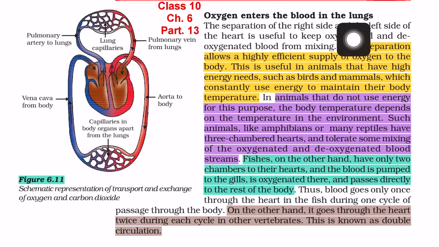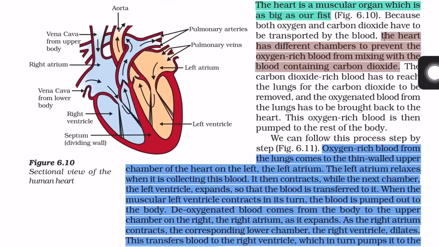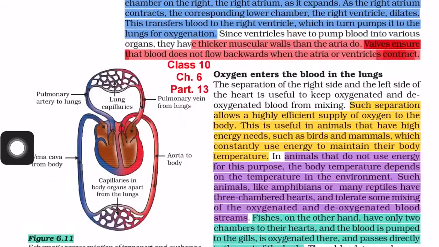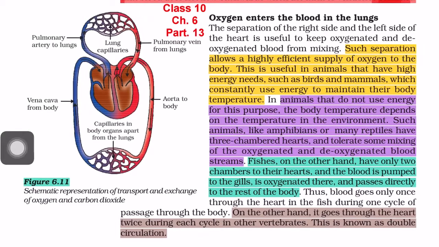Oxygen enters the blood in the lungs. The separation of the right side and the left side of the heart is useful to keep oxygenated and deoxygenated blood from mixing. So you can see here, this one is the septum. This septum divides the heart into left side and right side, and it keeps the oxygenated blood and deoxygenated blood separate. Such separation allows a highly efficient supply of oxygen to the body.